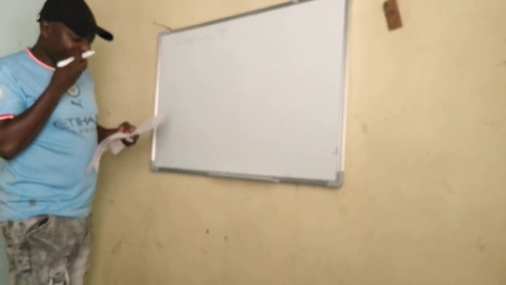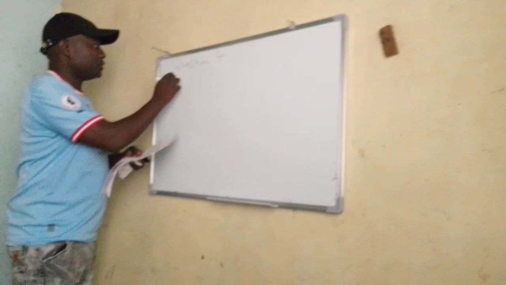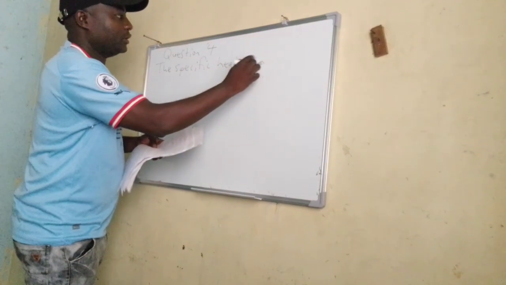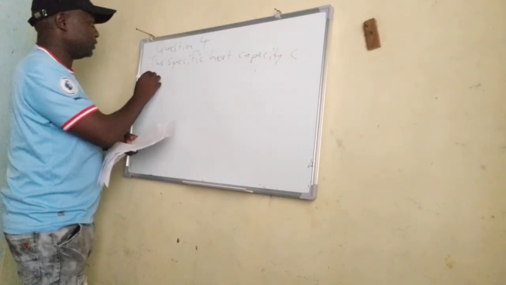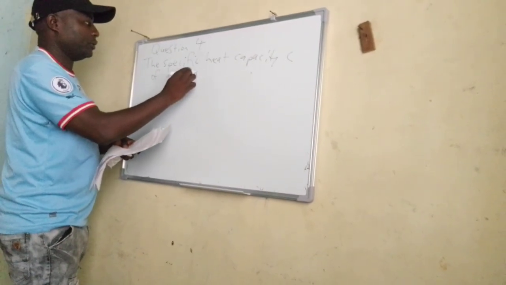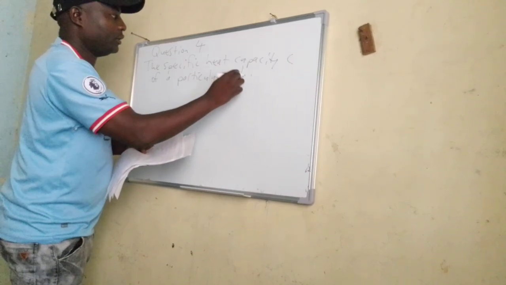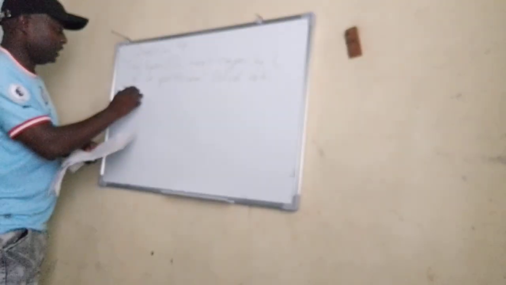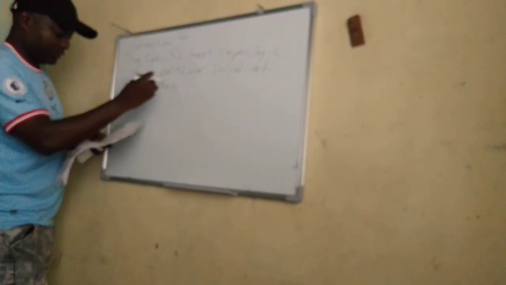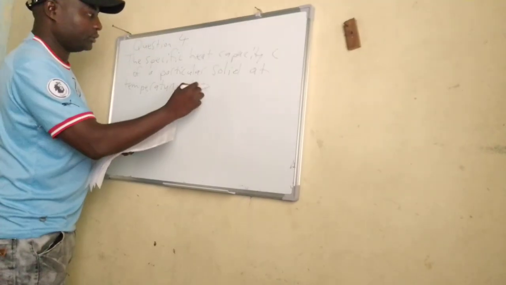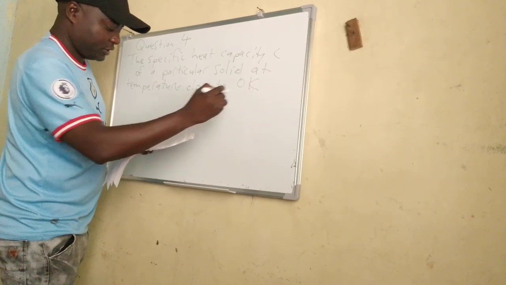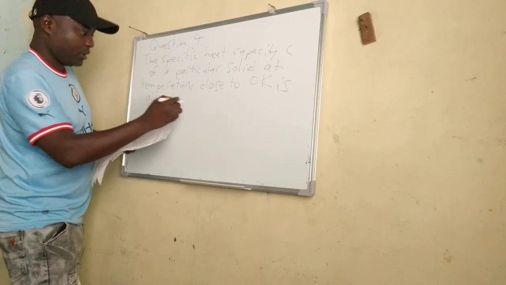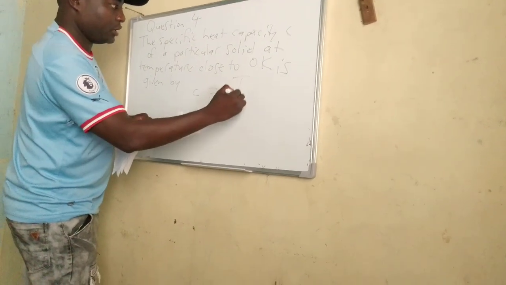The specific heat capacity C of a particular solid at a temperature close to 0 kelvins is given by C is equal to A T cubed.